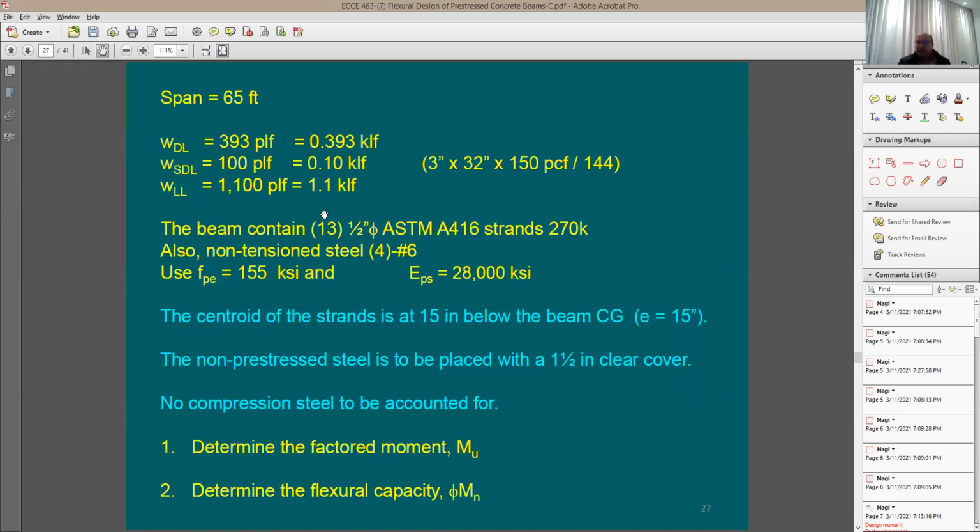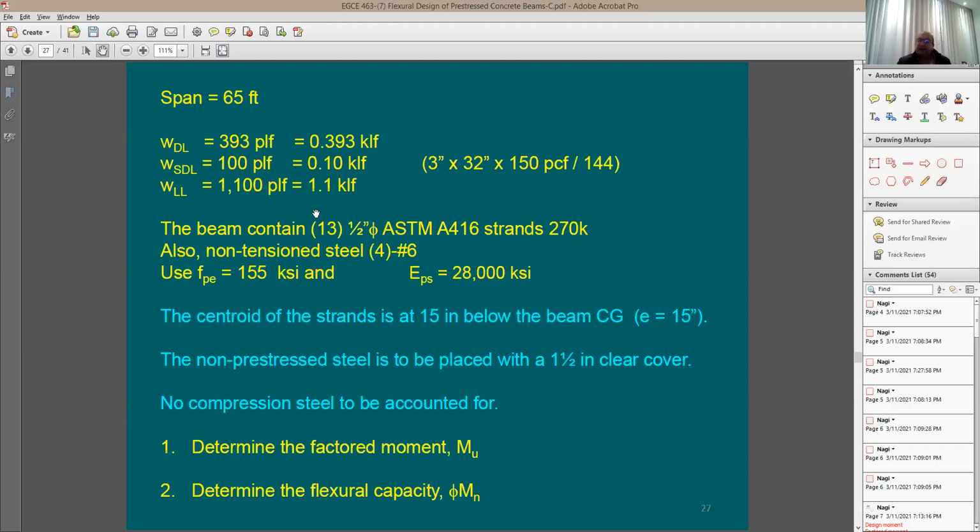Look here for the loads again. Dead load from the chart, from the property of this beam, 100 plf. If you take here 3-inch by 32-inch by 150 divided by 144, you're going to end up with 0.1 klf. And the live load is going to be the same.